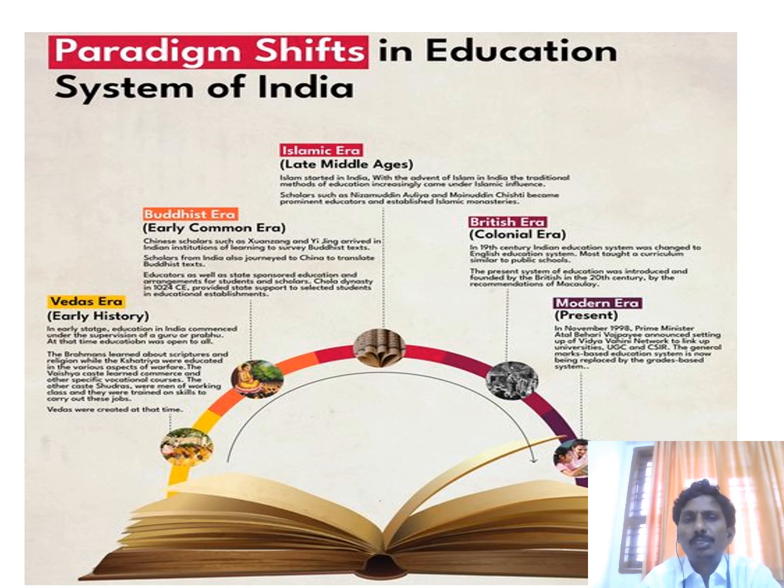paradigm shifts in the education system of India, from the Vedas era, early history, to the Buddhism era, early common era, to the Islamic era, late Middle Ages, the British era, that is the colonial era, to the modern era, the present era. So this is one of the short but sweet views of how this education system transformed in the last 5,000 years.